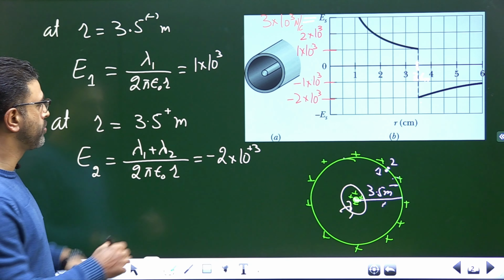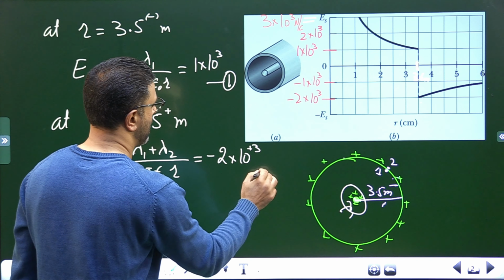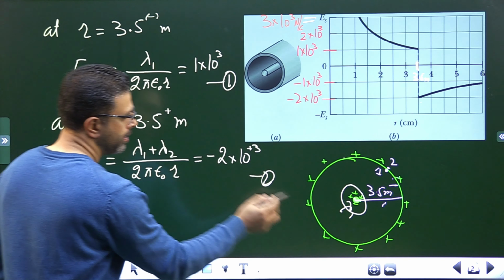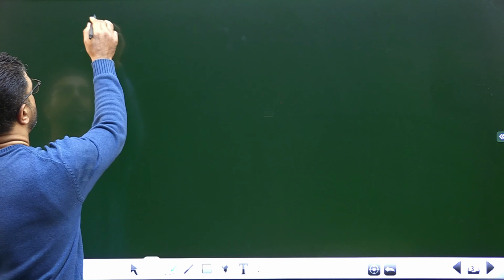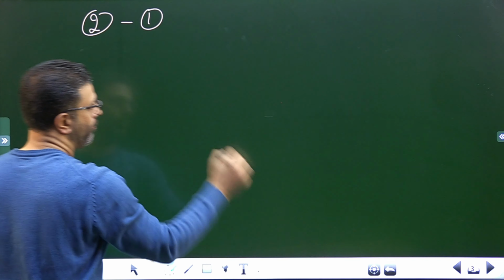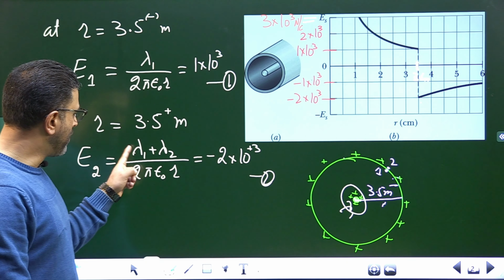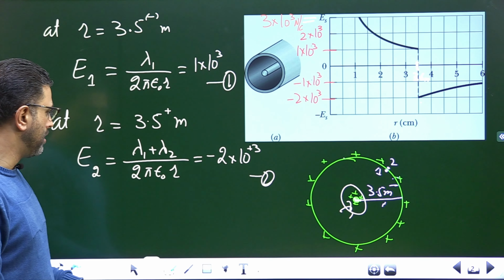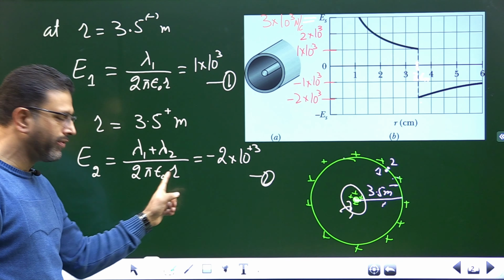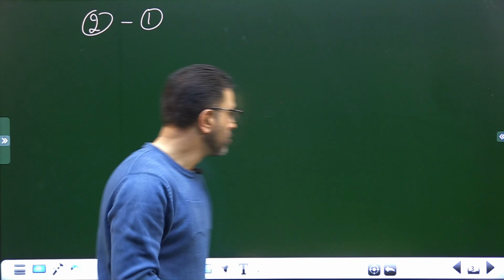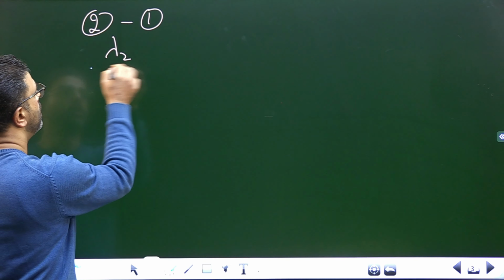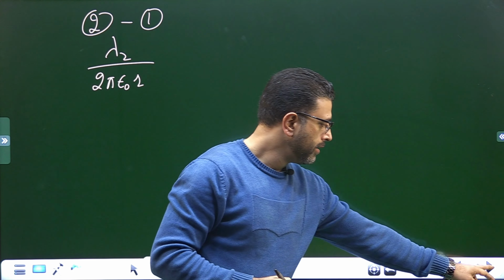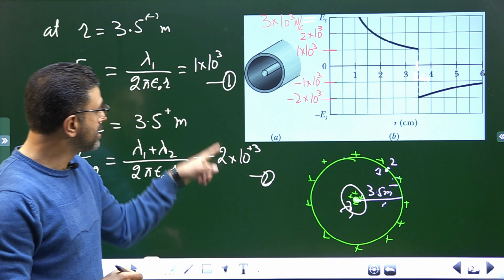So simple, we'll solve the two equations. Call this equation 1 and this one equation 2. We'll subtract the two equations. Equation 2 minus equation 1. Lambda 1 divided by 2 pi epsilon 0 r will cancel out. So we'll be left with lambda 2 divided by 2 pi epsilon 0 r is equal to this thing minus this thing.